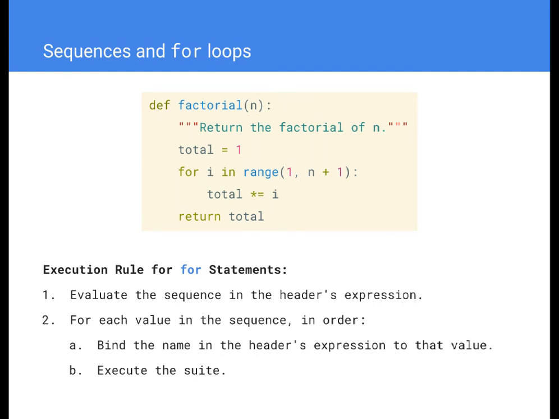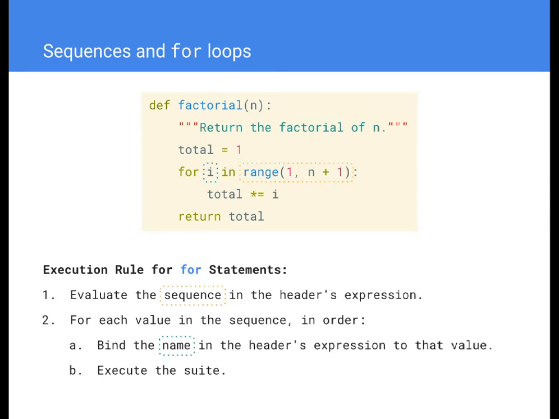So the sequence that we're going to evaluate is the range. So we evaluate the sequence up front. And then for each value in the sequence, what I'll do is I'll bind I to that value in the sequence. So the range sequence gives me 1, 2, 3, 4, 5. You can think of that as like a list. 1, 2, 3, 4, 5. And what we'll be doing in each loop is we'll set I to be equal to 1. Then set I to be equal to 2, and so forth.